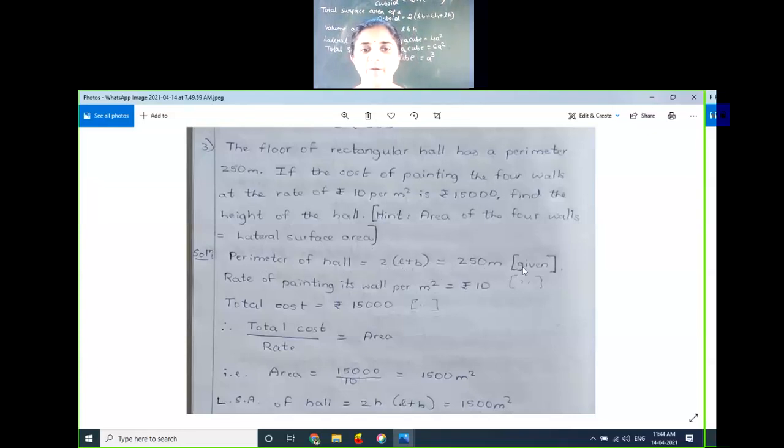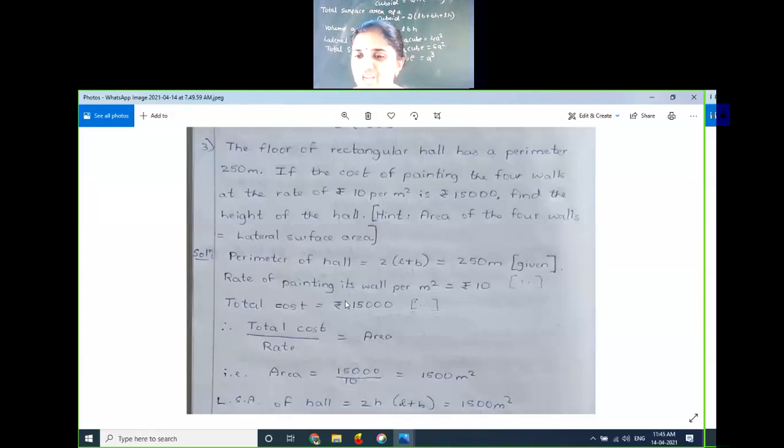It is given. The rate of painting its walls per meter square is rupees 10. Then the total cost is 15,000. So we have to find the total cost? 15,000 we already paid. Then what is the area we have to find? We don't know the total area painted. Already the painting work is over. In this situation, just imagine, the painting work is over and we paid the amount. So 15,000 we paid.